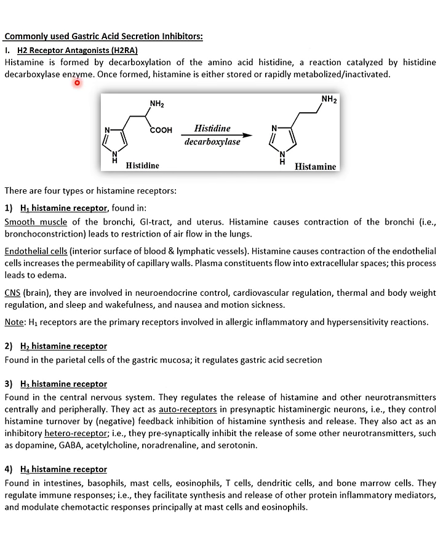Okay, so there are two classes that are commonly used as gastric acid secretion inhibitors. The first one is called the H2 receptor antagonists, or for short H2RA. These are histamine receptor antagonists. So let's first start with a brief introduction about histamine and the types of receptors that histamine can bind to.